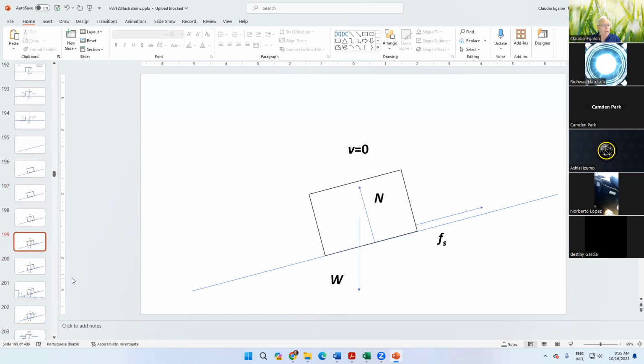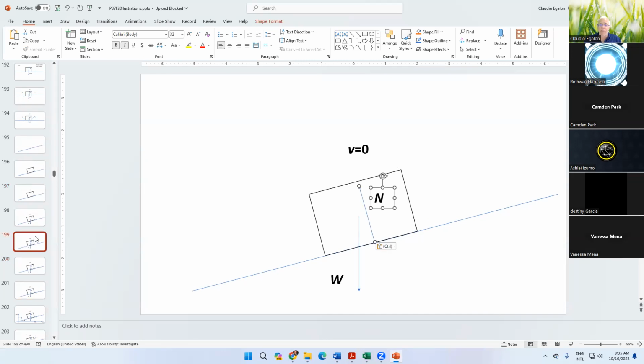And we go to the next step. You know, the first force that you're going to put is the weight, because the weight is always there. The next force that we're going to put, oh, now it's going to be the normal. But now it's a different type of normal. It's a normal that makes an angle with the vertical, because this plane here makes an angle with the horizontal.